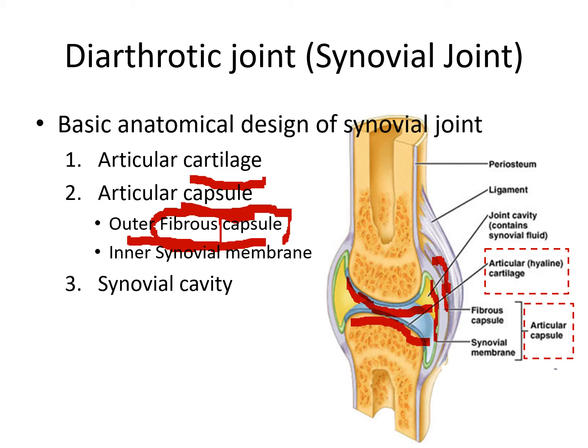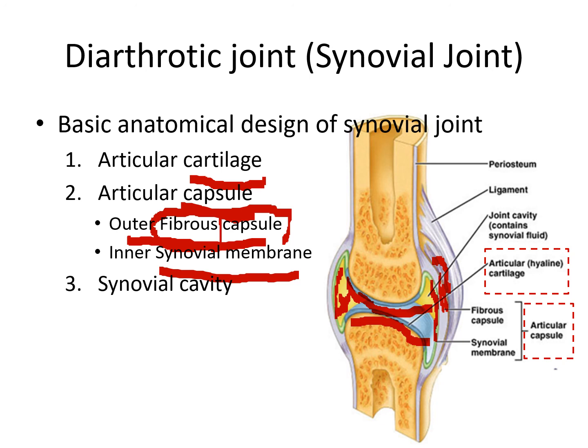Good. And it's used for support. That's the key. This fibrous capsule is used for support. On the inside, there's what's called synovial membrane. The synovial membrane lines the synovial cavity, and it secretes synovial fluid into the synovial cavity. So the synovial cavity is a space in between the bones that contains synovial fluid.